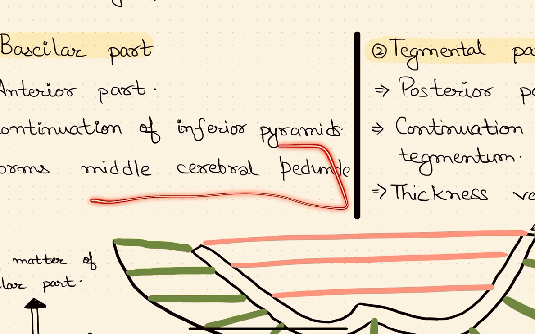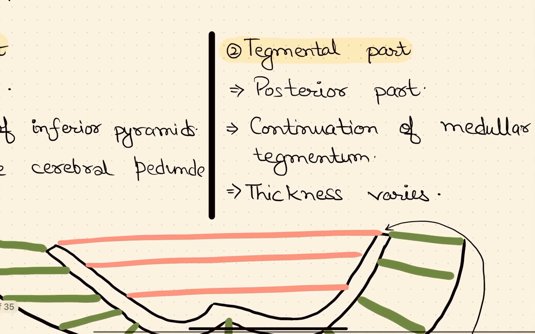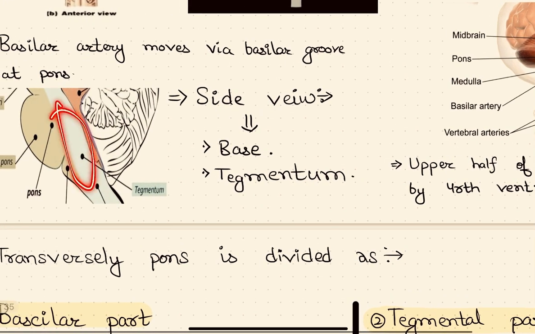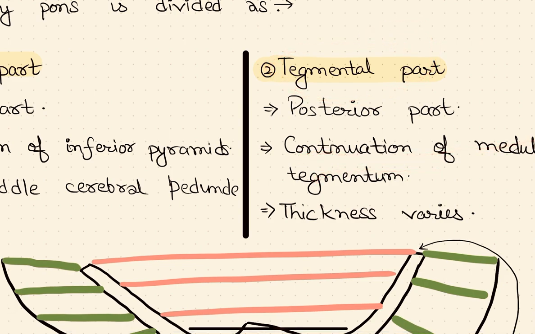It forms the middle cerebellar peduncles. What it means is that the middle cerebellar peduncle, or brachium pontis, is generally formed by the basilar part. Now the tegmental part is the posterior part, like I showed you here. It is a continuation of the medullary tegmentum. Like the medulla, the midbrain also has a tegmentum. So the tegmentum from the midbrain continues towards the pons and makes the tegmentum of the pons also.